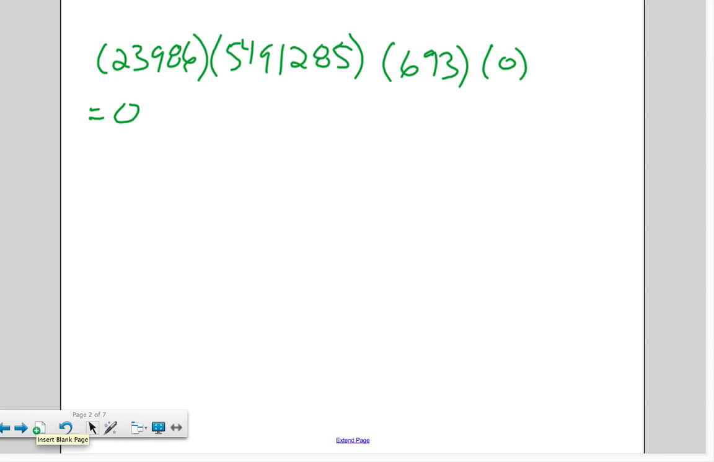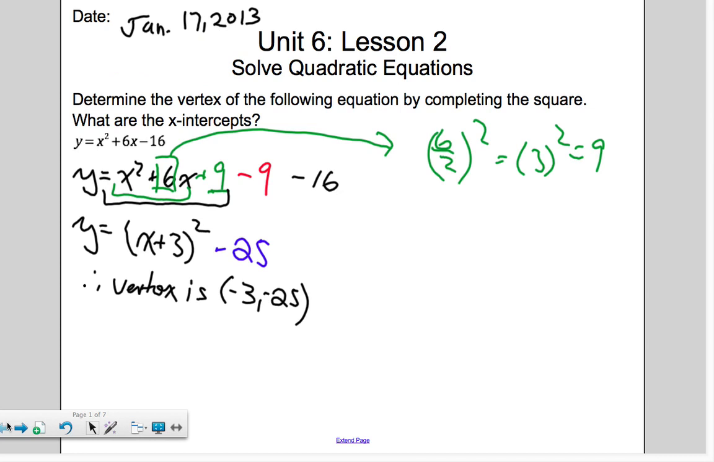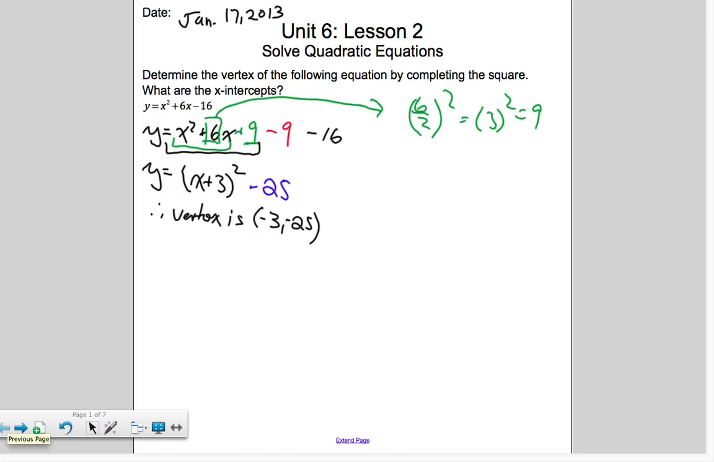So what we're trying to say is, if you have a whole bunch of things multiplied together, they're called factors, right? If one of your factors is 0, then everything is 0. So that's what we're trying to aim for here. When we say the x-intercepts, that means y is equal to 0. If we could get this into factored form, then if one of those factors equals 0, our equation would equal 0. So the question is, how do we get that into factored form?